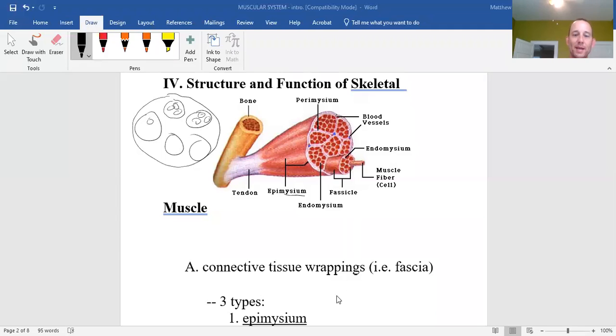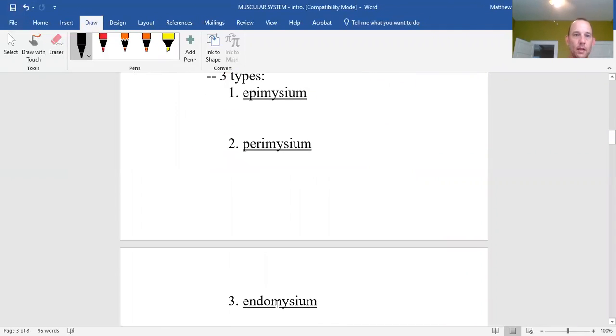Well, there's three main types of connective tissue wrapping. There's the epimysium, there's the perimysium, and there is the endomysium. The epimysium is the outermost layer. Epi means outside, outside the muscle. And the epimysium surrounds what's called a collection of muscle bundles.